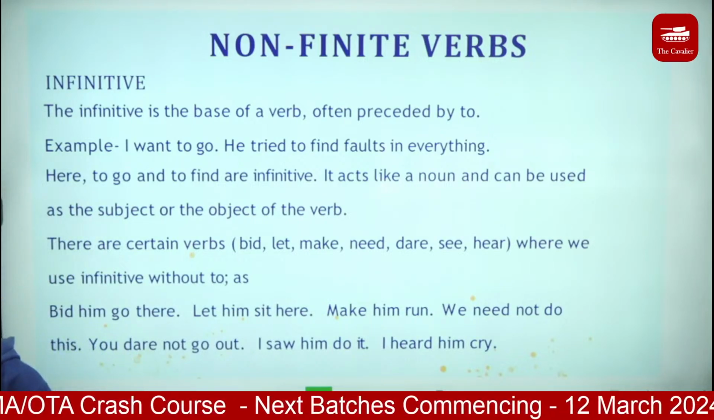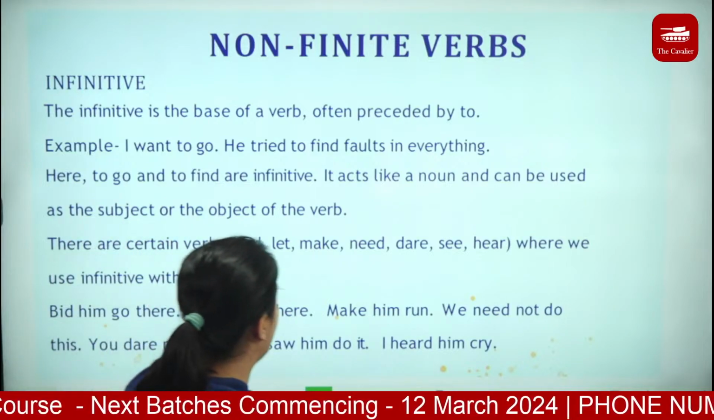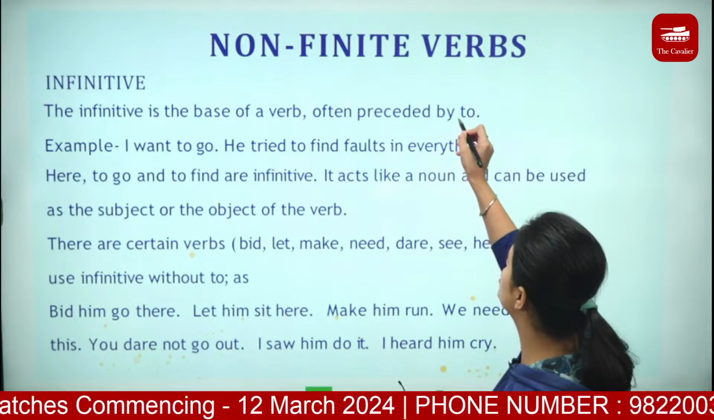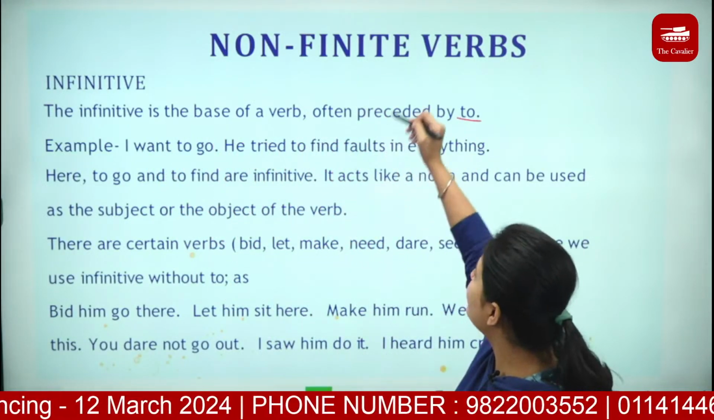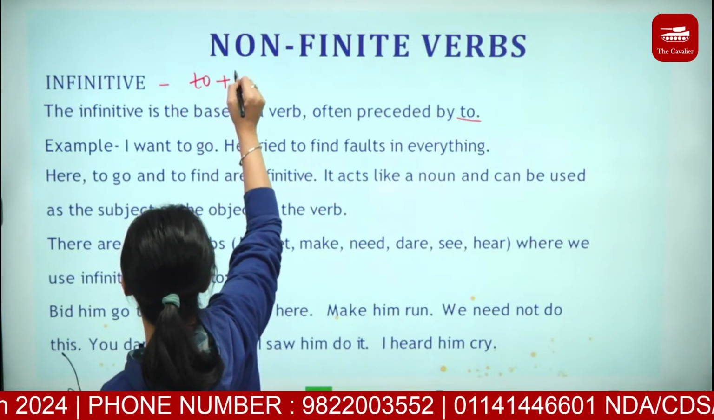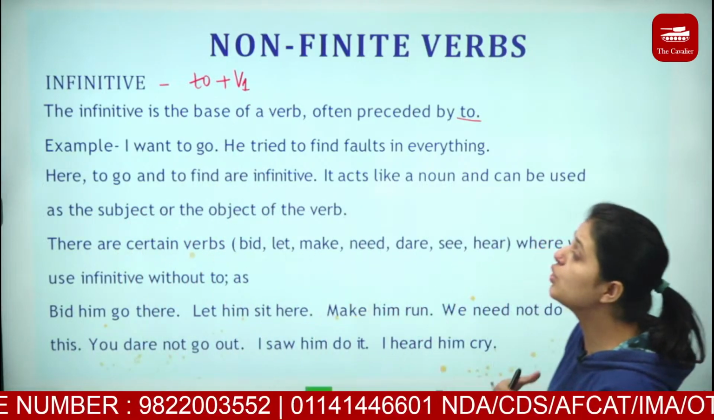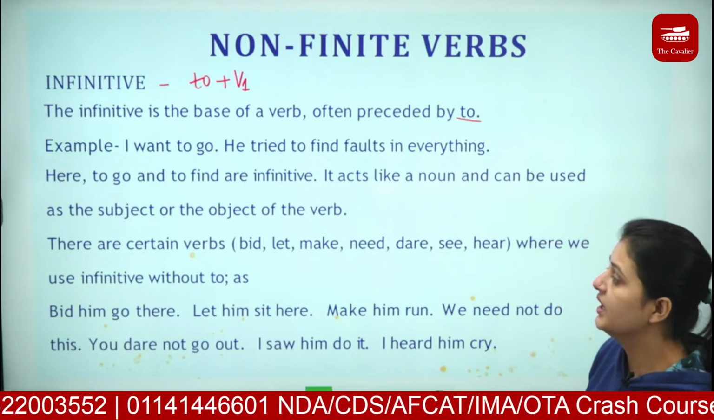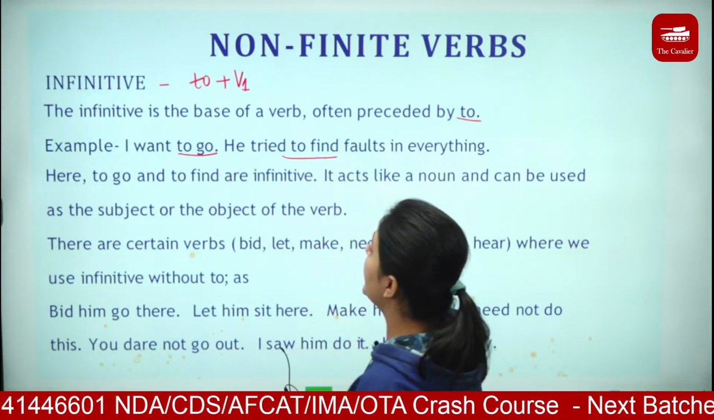Infinitive होता क्या है? Infinitive एक वो पार्ट है नॉन फाइनाइट वर्ब का जहां पर हम वर्ब को यूज करते हैं विद टू. Okay, infinitive is the base of a verb often preceded by to. देखा होगा हमने बहुत सारी जगह टू के साथ वर्ब की फर्स्ट फॉर्म का यूज होते हुए. For example, I want to go, He tried to find faults in everything. ठीक है, यहां पर to go और to find infinitive है.